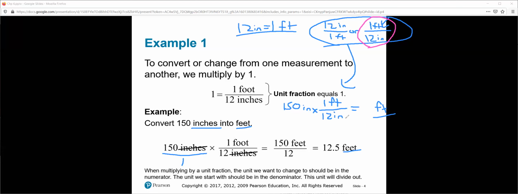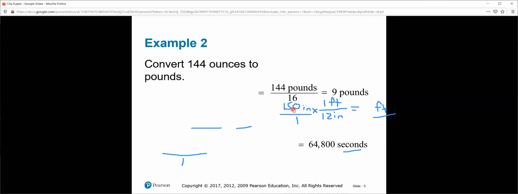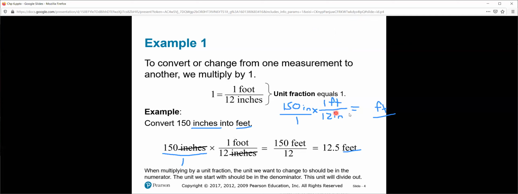Now I can look at the equation. I can say, okay, this is multiplication of fractions, which means we multiply straight across, right? Since we multiply straight across, this guy here is the equivalent of saying 150 inches times 1 foot as the numerator, and then 1 times 12 inches in the denominator.